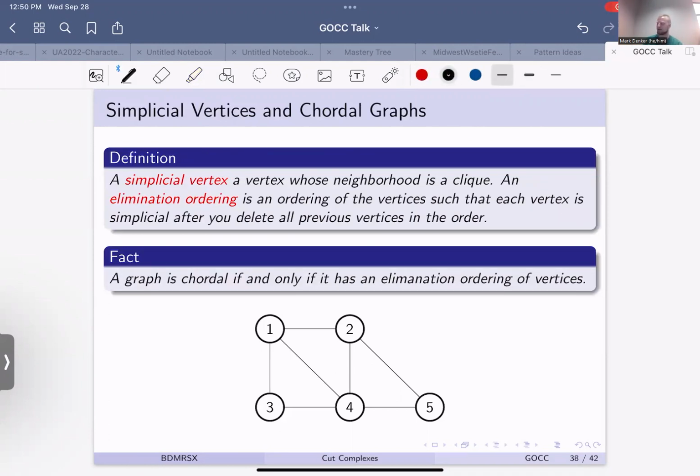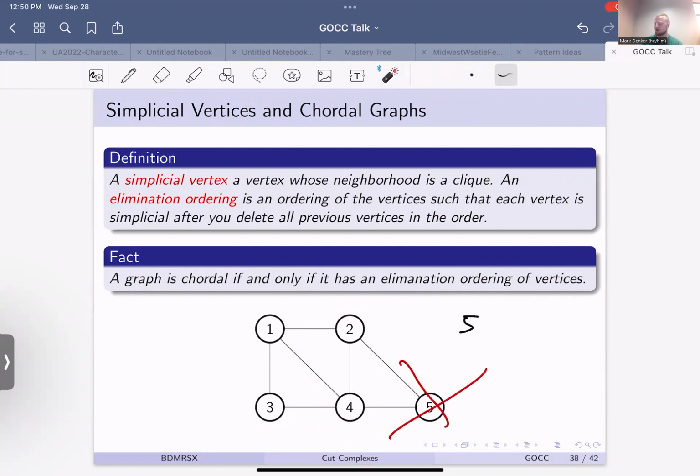So I look at the vertex 1 and I look at its neighborhood. I see that it is a path, not a complete graph. And so 1 is not a simplicial vertex, but 5 is. 5's neighborhood is a copy of K2. So 5 is an elimination order. I will now delete 5.